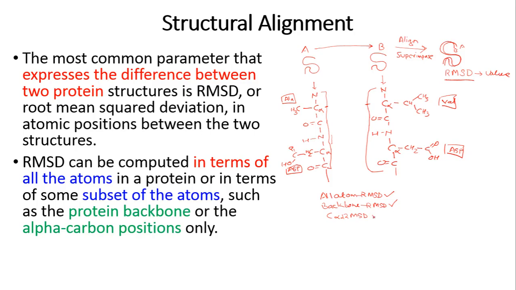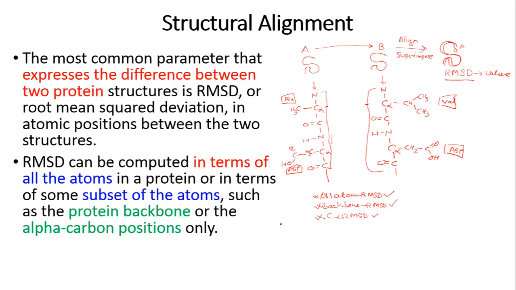Or the third level is you can only consider the position of C alpha atoms from protein A and the corresponding C alpha atoms from protein B. If that is the case, you say that you have calculated C alpha RMSD. Okay, so there are different levels at which you can compute RMSD between two proteins. Now the question might arise: when should I use all atom RMSD, when should I use backbone RMSD, and when should I use C alpha carbon RMSD?